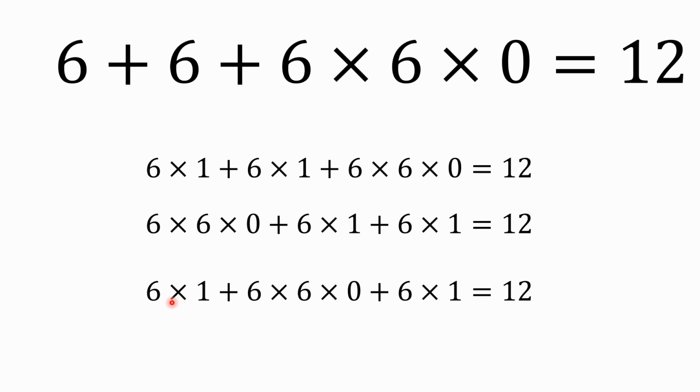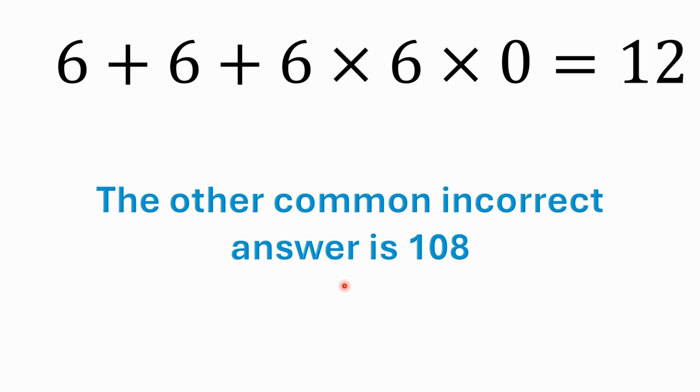Well, let's say the cashier scans them differently. They're going to scan the items in a different order, because that could happen, right? Do you really think I'm going to pay a different amount of money? 6 times 1 is 6. 6 times 6 times 0 is 0. And 6 times 1 is 6. 6 plus 0 plus 6 is 12. Guess what? You pay the same amount of money no matter what order you scan.